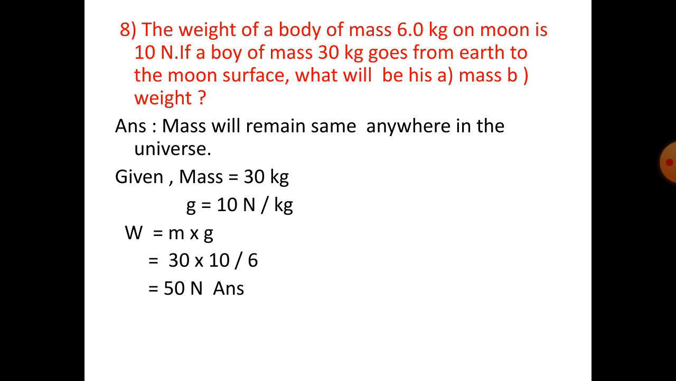So the weight is equal to m into g, and so 30 into 10 by 6, because it is already said that the weight of a body on the moon's surface is 1/6 of the weight of the body on the earth's surface. So it is 10 into 1 by 6, which is equal to 10 by 6, that is equal to 50 Newton.